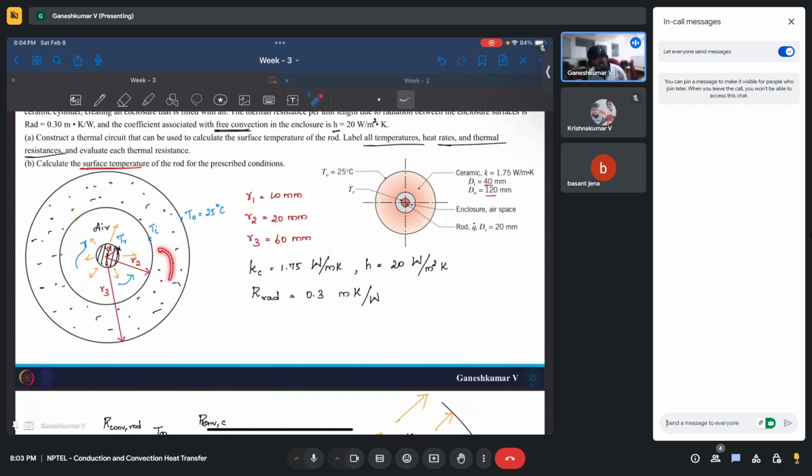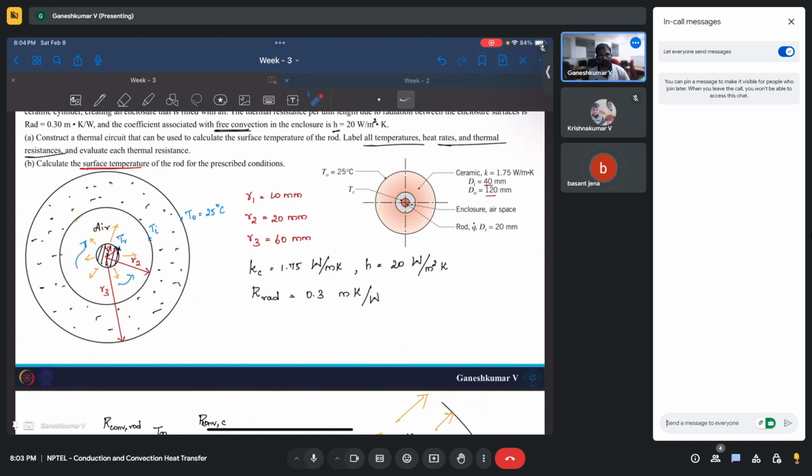Even when you have a ceramic enclosure of 1.75, usually insulating materials will have something like 10 power minus 5 watt per meter Kelvin. But here the ceramic enclosure has a very high thermal conductivity. So even with a very high thermal conductivity ceramic material, when you have air in between this rod and this enclosure, then you can have very good insulation.